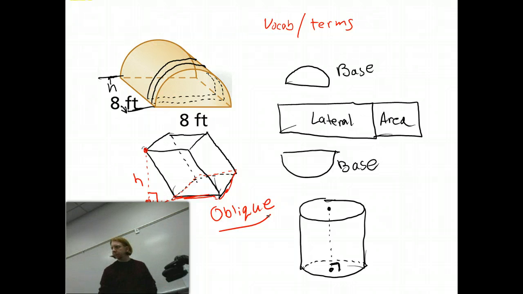Wait, you said oblique means diagonal? Yeah, diagonal or at an angle. So an oblique prism is a prism that's been kind of kicked off onto the side.